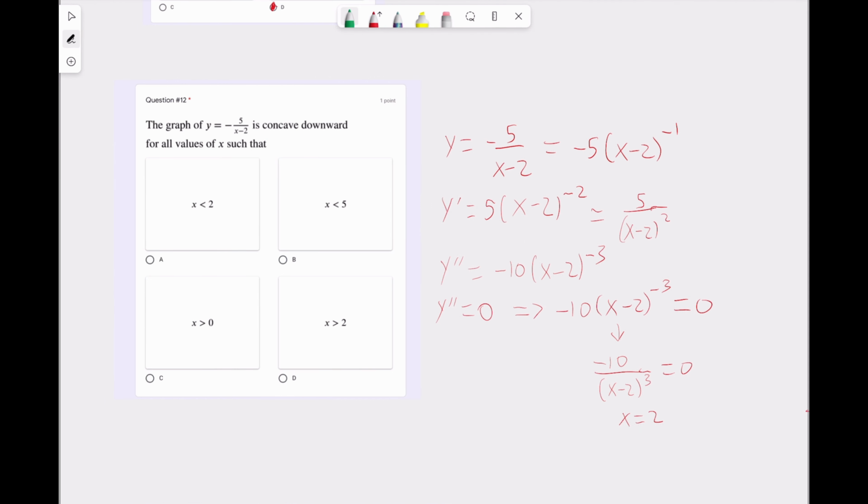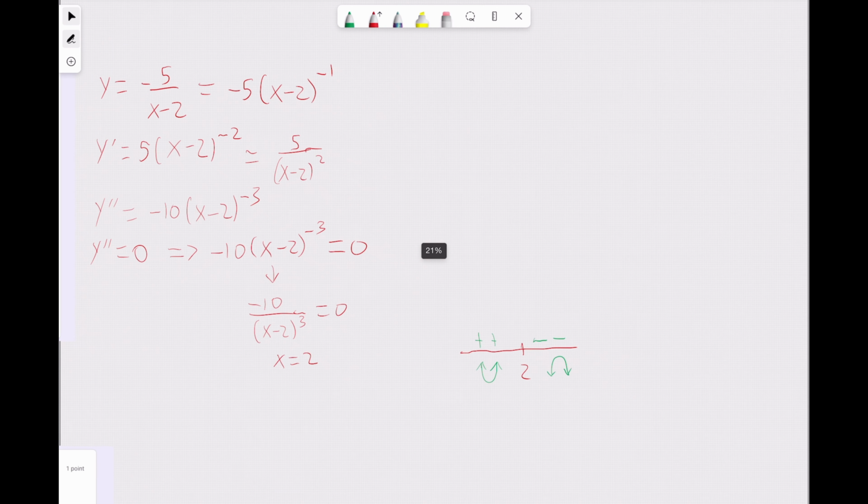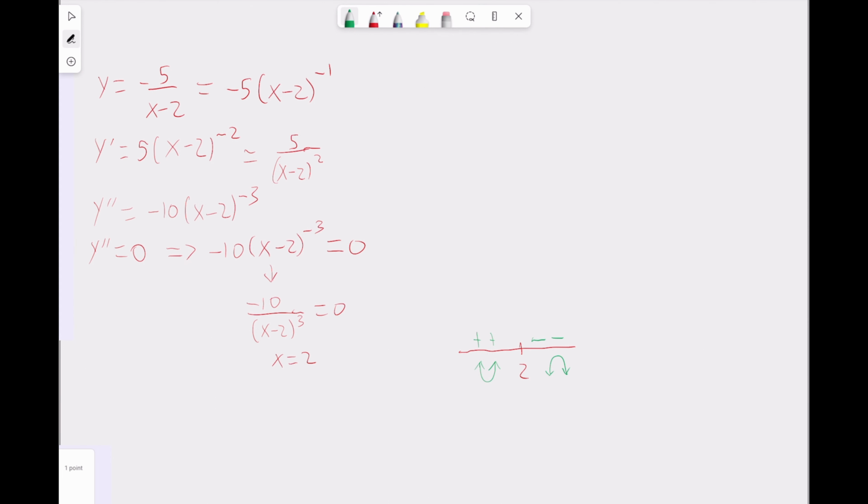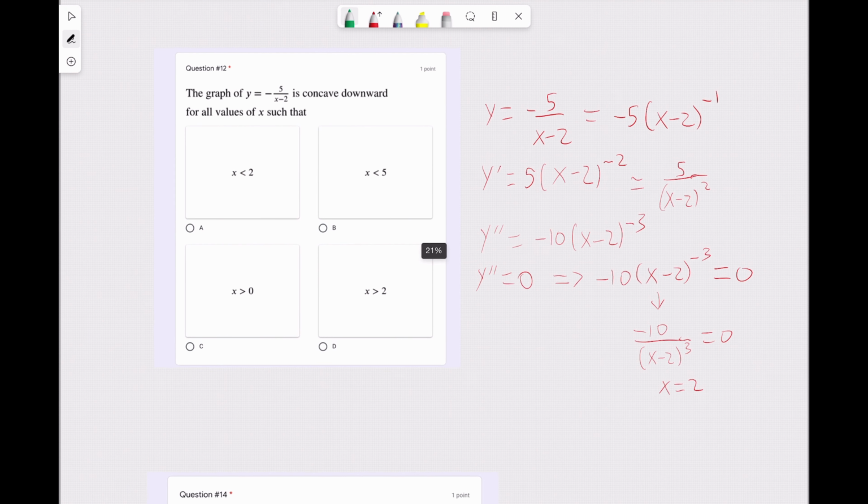The question is asking where it's concave downward. It's concave downward when the x values are greater than 2. So D is our answer.